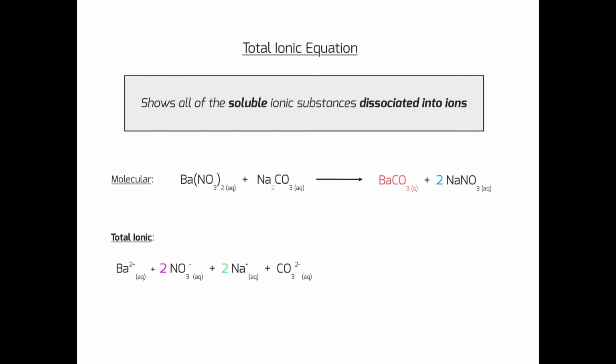Now we can look at our products, and we see we have barium carbonate here, and barium carbonate is a solid, which means that this is not soluble. So this is not going to dissociate into ions because it is not soluble. So in our total ionic equation, our barium carbonate stays the same. Next we have sodium nitrate, which is also aqueous, which means this will dissociate. And we can see that we have 2 sodiums here, so we have 2 sodium ions. We have 2 nitrates, so we have 2 nitrate ions here. So this gives us our total ionic equation.